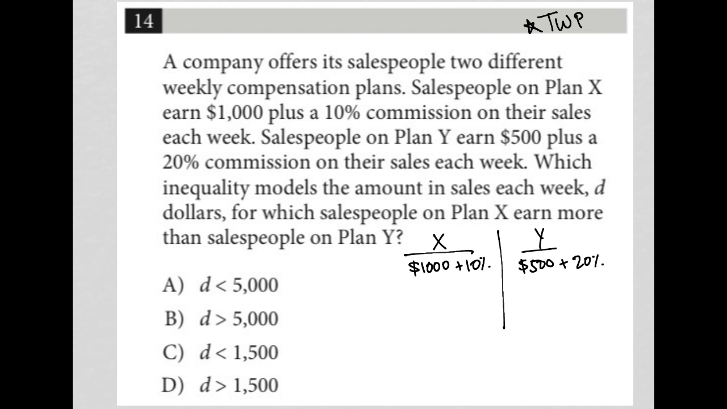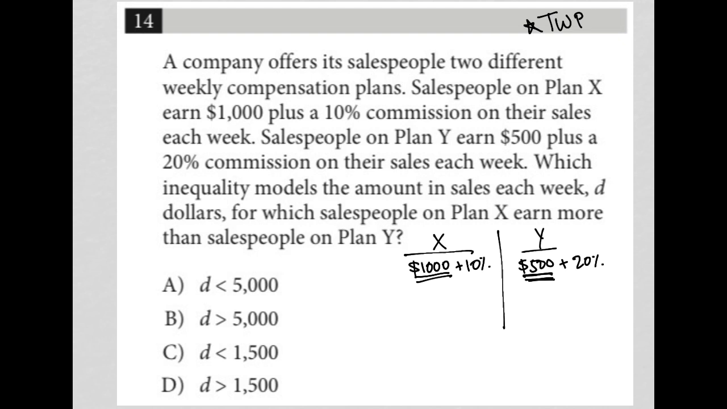Okay. Which inequality models the amount in sales each week, D dollars, for which salespeople on plan X earn more than salespeople on plan Y? Well, if we think about it, you're getting double the pay in plan X than you would in plan Y just from the start, right? So your commissions would have to be pretty high for plan Y's compensation to be higher than plan X's compensation.